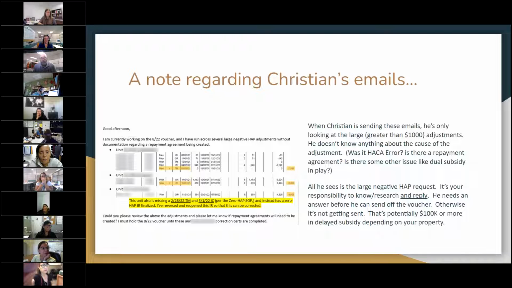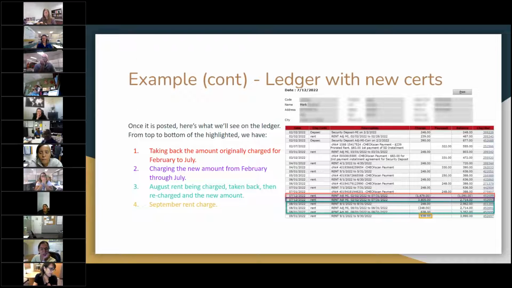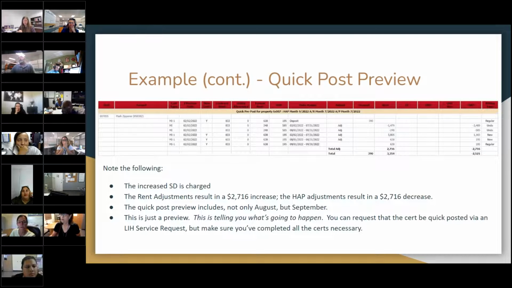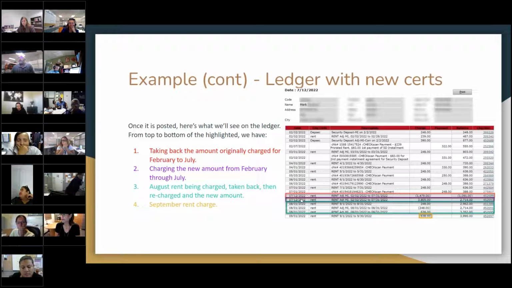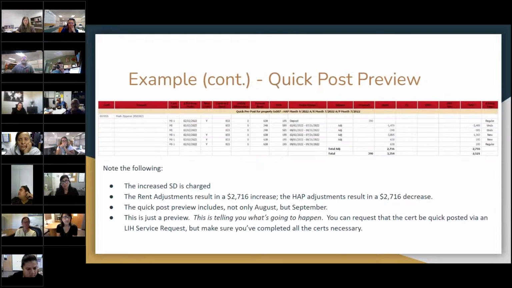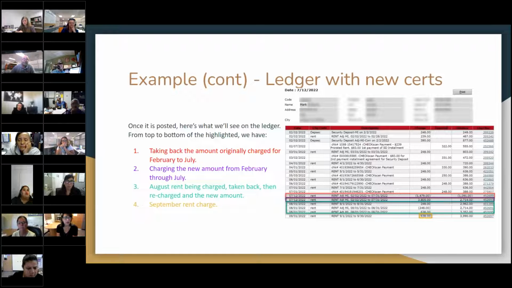All right, so at this point, if you didn't do... I'm sorry, Brian, yes, let me go back. I understand that Nancy said it's not going to show up until it's posted, but are these the same figures that we saw in the quick post preview? They would. If you look at this rent, the total adjustment is 2,716. If you look at 712, their balance is showing 2,714. It's $2 less because of that $2 credit. It translates to the dollar. Yeah, it's telling you what it is going to do, and then it does it.